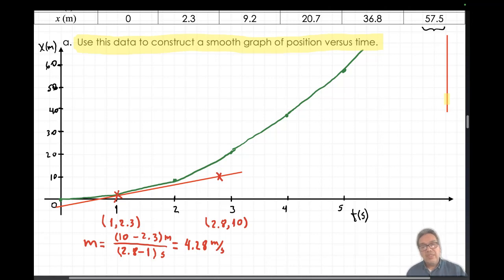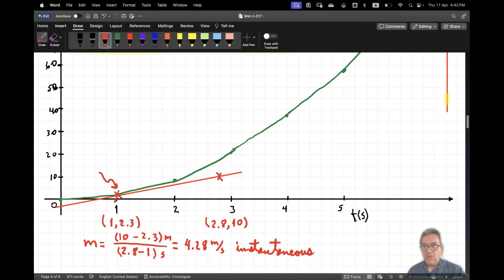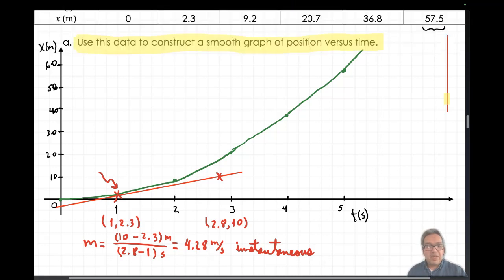What is this telling you? This is telling you that for this line, the slope is 4.28 meters per second, but that slope represents the velocity of the car. It's not the total velocity, it's not the average velocity, it is the velocity right at this time, right at 1 second. Therefore, what you're getting there is the instantaneous velocity for the car at t equals 1. So, get the idea? The whole point is you can do this as many times as you want.